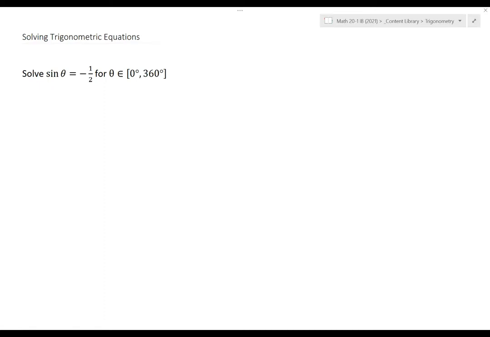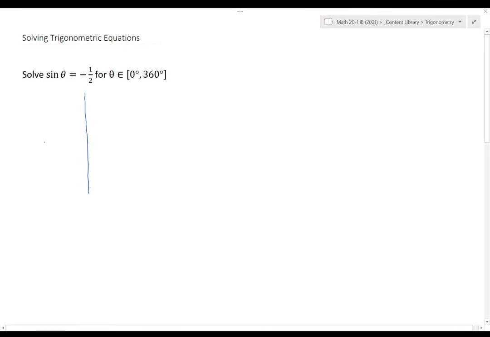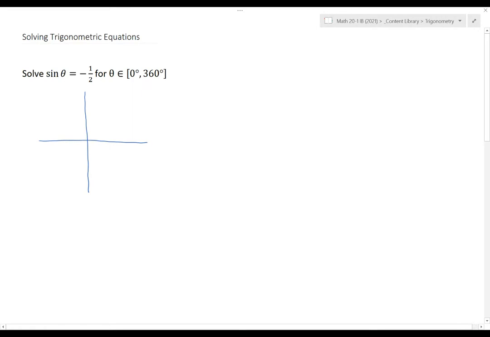Now we've seen before that because angles in standard position can be defined in all four quadrants, we actually have an infinite number of possible solutions because we can keep doing rotations over and over and over again. So this domain here is important because it says we're just going to limit ourselves to a single rotation. Let's find all the angles in one full rotation that have this sine value.